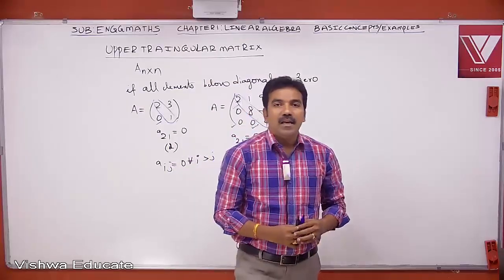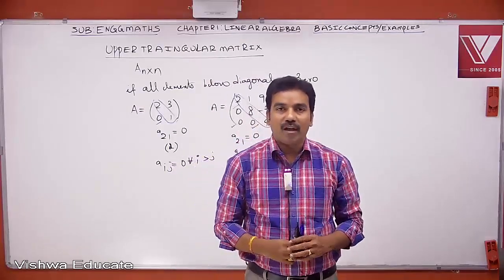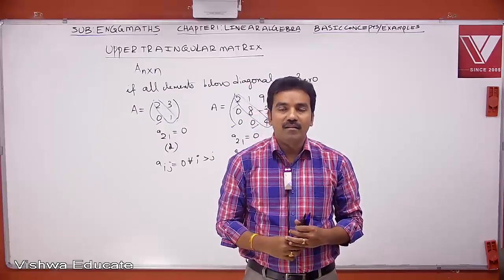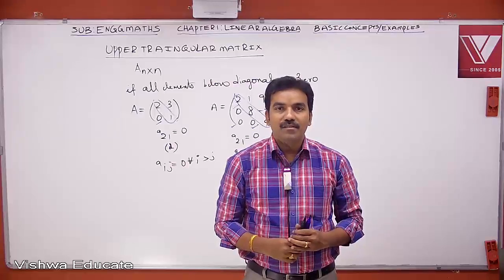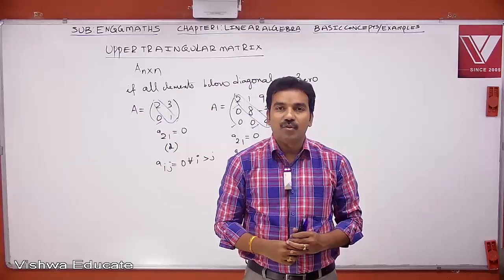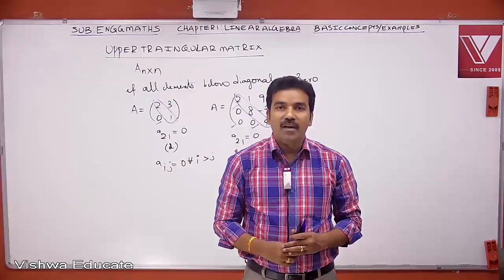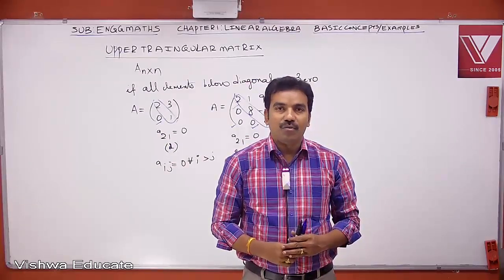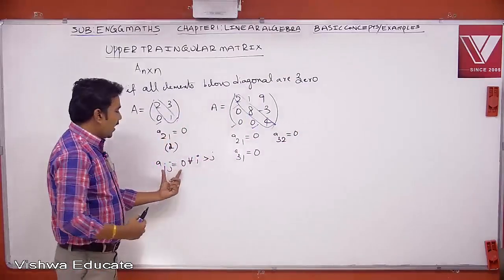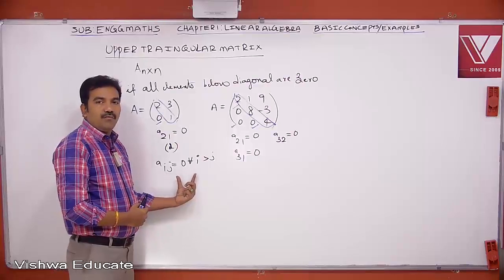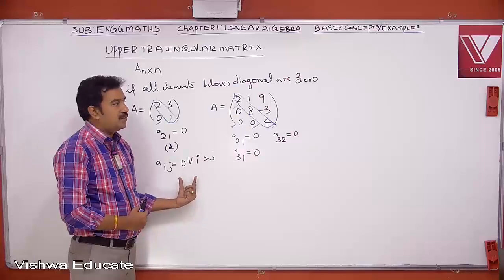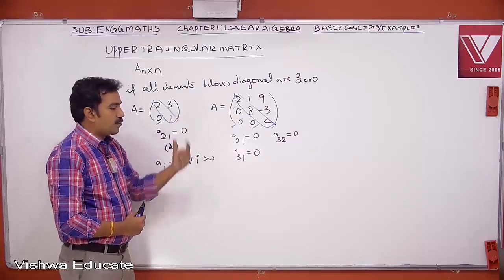Note this point. A square matrix A is said to be upper triangular if all the elements below the diagonal are 0. That is, small aij equal to 0 for all i greater than j. Note down these two examples.